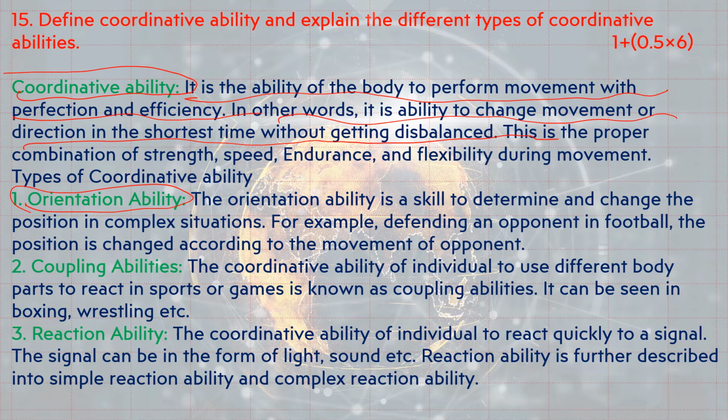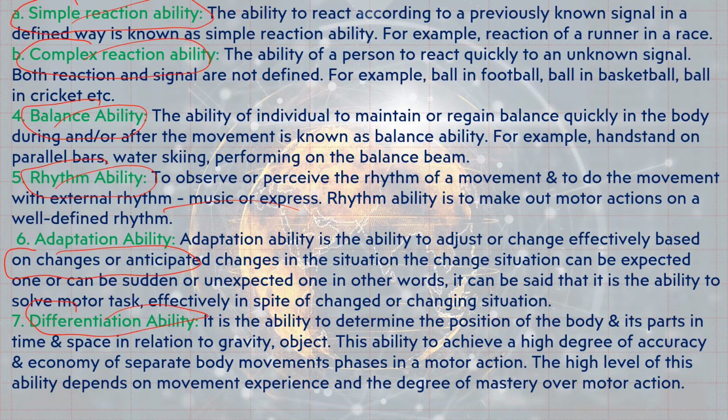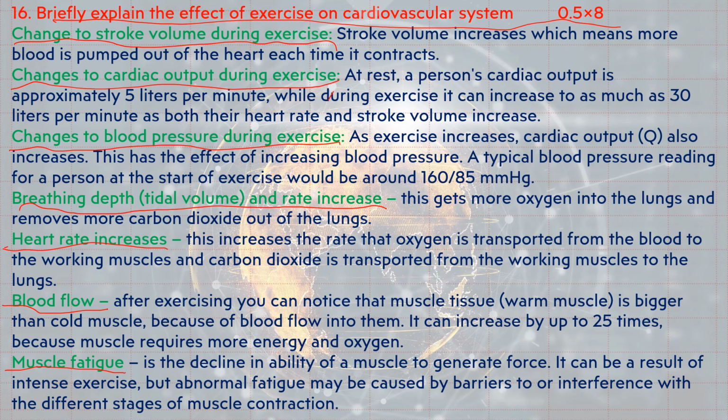Define coordinating ability and explain the types of coordinating ability. What is coordinating ability? We have to perform the movement with perfection and efficiency, that is coordinating ability. How many types are there? Orientation ability, coupling ability, reaction ability, simple reaction ability and complex reaction, two are there in the reaction ability. Then the balance ability, rhythmic ability, adaptation ability, and differentiation ability. So these are the coordinating abilities. Okay, now let's go to question number 16.